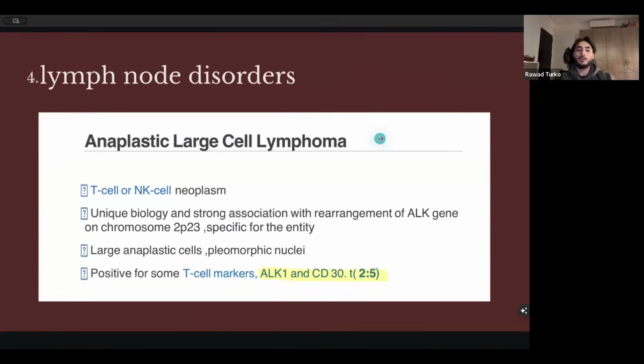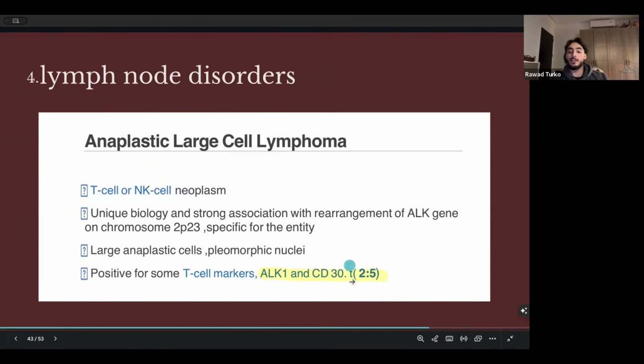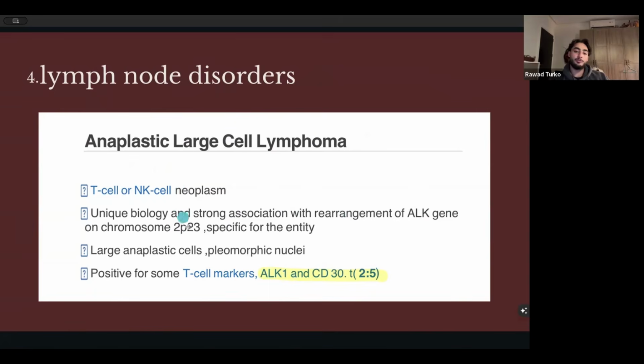All right. Now, this one, I don't know if you'll get too many questions about anaplastic large cell lymphoma, but it's good to just go through it. This is another form of T cell neoplasm that's associated with a translocation 2-5. Okay, so just memorize this. It's going to be positive for CD30 and ALK1, so it's associated with rearrangement of the ALK gene on chromosome 2p23. Okay, large anaplastic cells. So just know the buzzwords: translocation 2-5 T-cell lymphoma, and the ALK gene on chromosome 2p23. And that'll probably be good enough for you to get all these questions right.